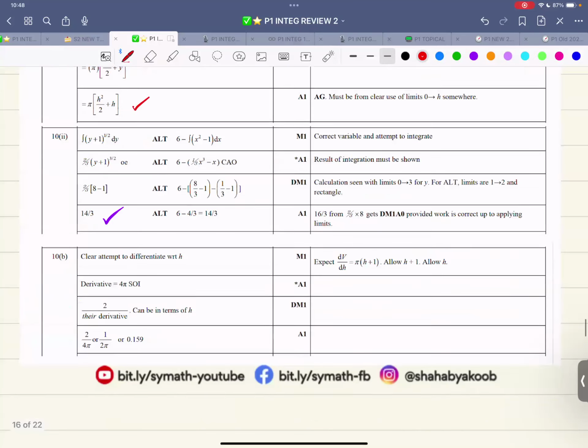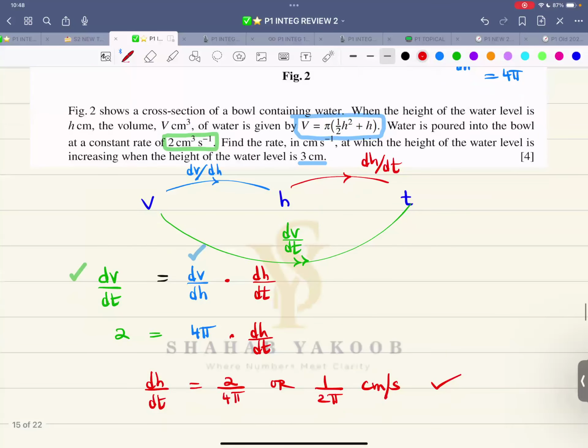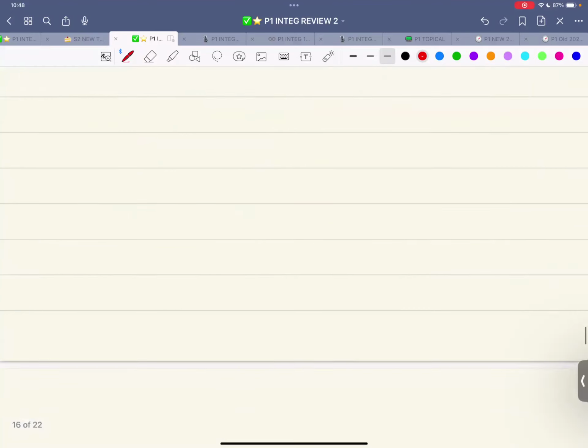Let's double check. So this is 1 over 2 pi. Do not write in decimals, because exact form is beautiful. You don't have to worry about accuracy. Exact form is the best way of writing down the answer. So that's the working right over here of rates of change.